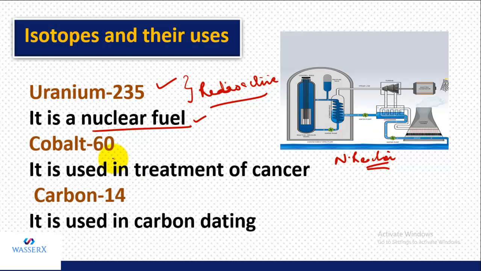Next, a radioactive isotope is used in the treatment of cancer. Carbon-14, which is again a radioactive isotope of carbon, is used for carbon dating, that is, to know the age of fossils.